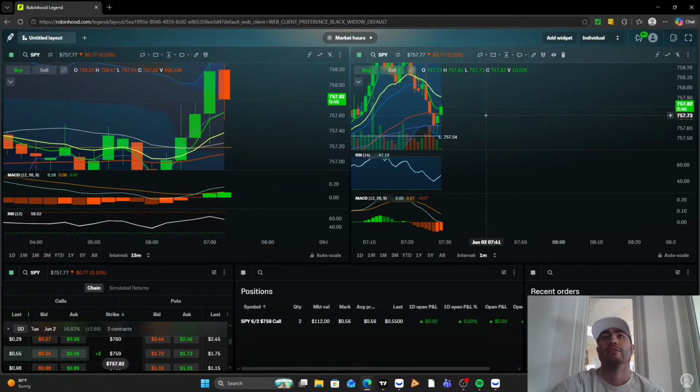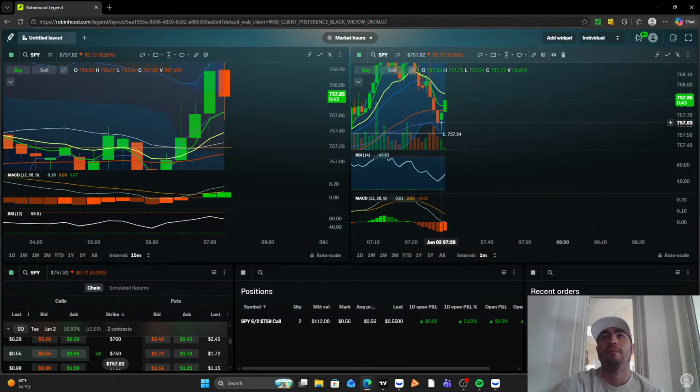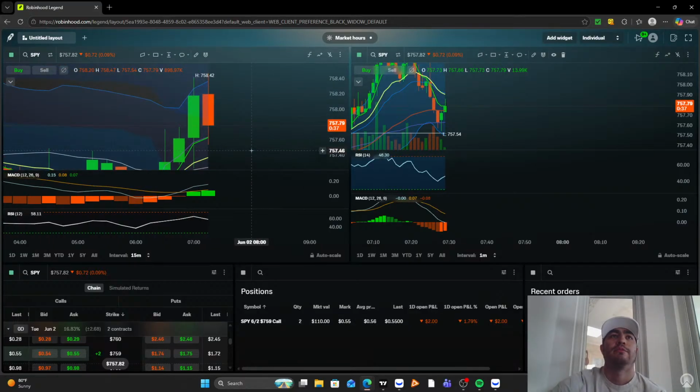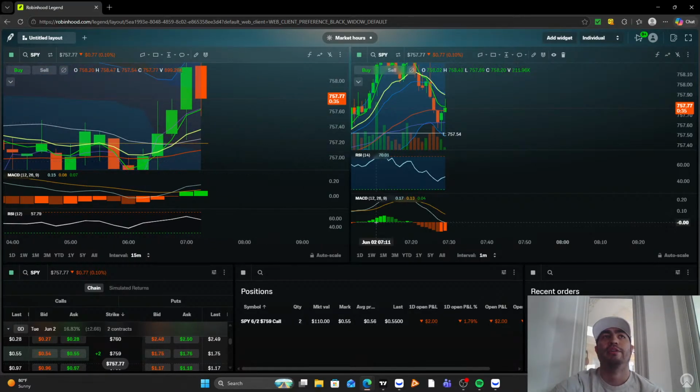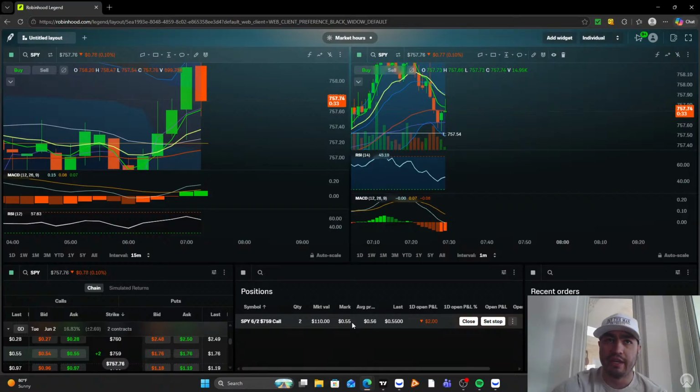All right, so it looks like we got that EMA bounce right here. That's what I'm looking for. Looks like we're slightly profitable. We're looking for that run up here. No guarantees though, obviously. I can't believe I got in at this price. I really thought I got in at 52 cents. This is where we should have got in right here, 52. That's what it was marked at.